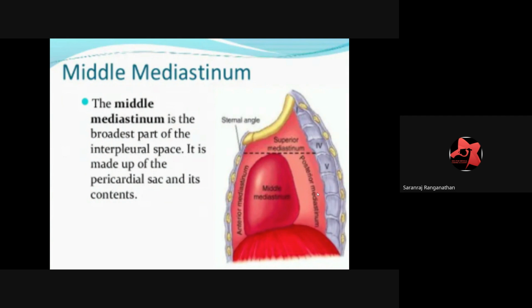It is a connective tissue. So based on the location, it is divided into three parts. Sorry, four parts. You can see this is the superior mediastinum, this is the posterior mediastinum, and the middle mediastinum and anterior mediastinum. The middle mediastinum is the broadest part of the interpleural space. It is made up of the pericardial sac and its contents. Okay, so this middle mediastinum holds a huge amount.